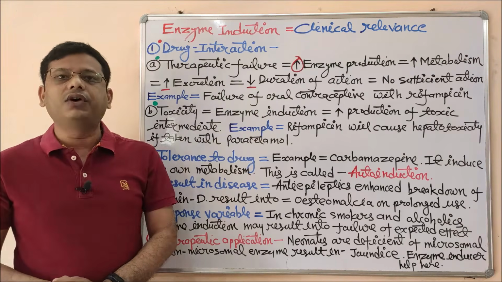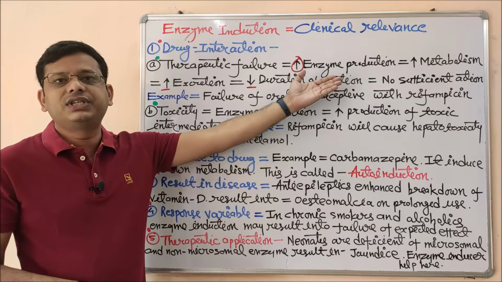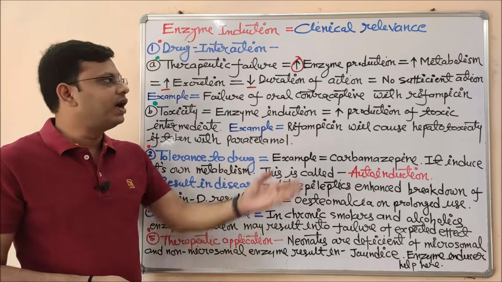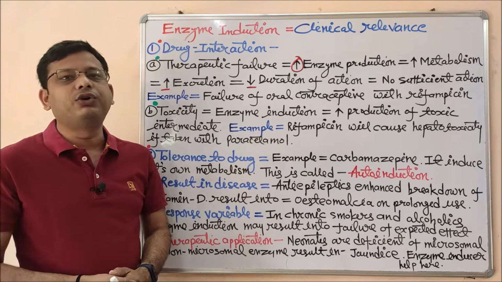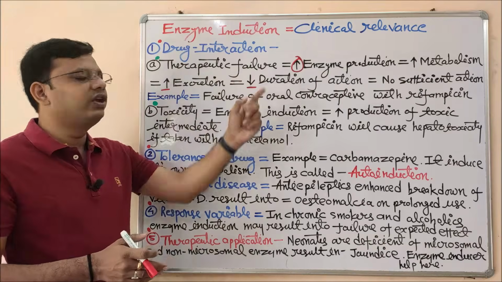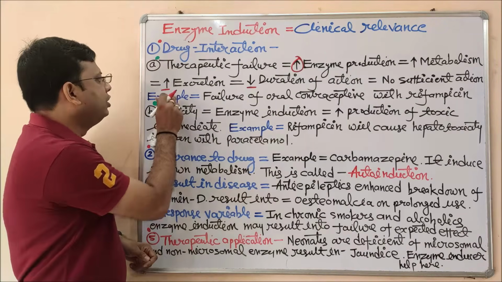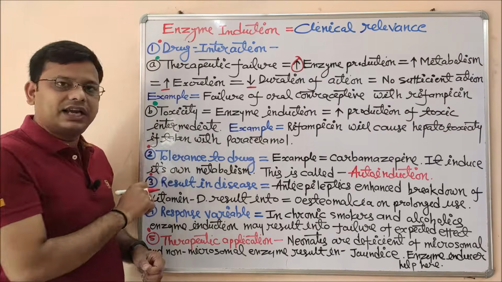If the duration of action of the drug is reduced and inhibited, how can we obtain a sufficient, significant pharmacological effect? So at last, what will be the result? The result will be a non-sufficient therapeutic effect, or we can also say therapeutic failure of the drug, just because of enzyme induction or the enzyme inducer. Now the second one, now let's take an example here.